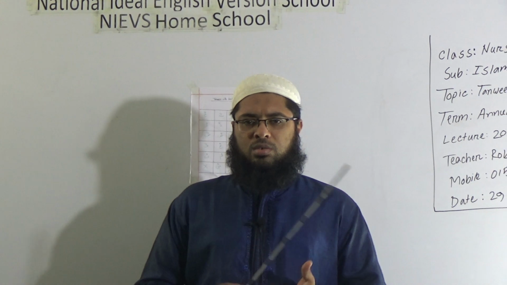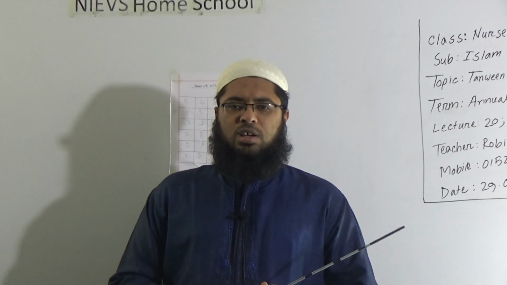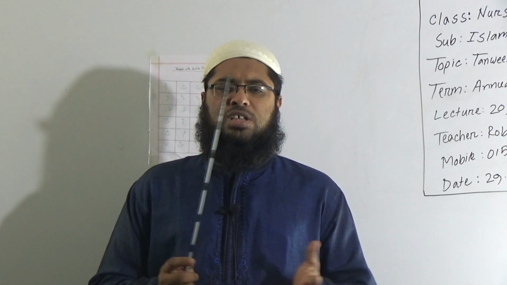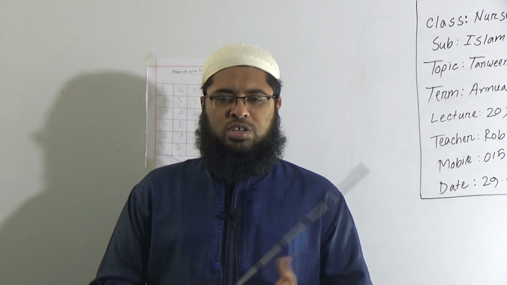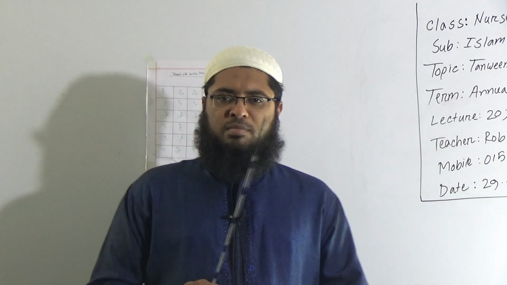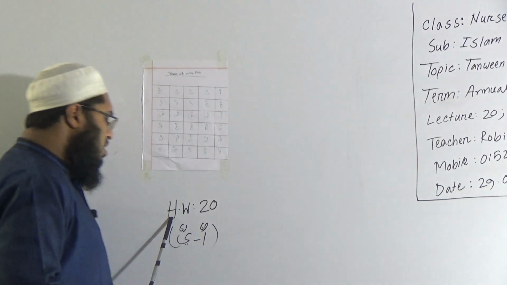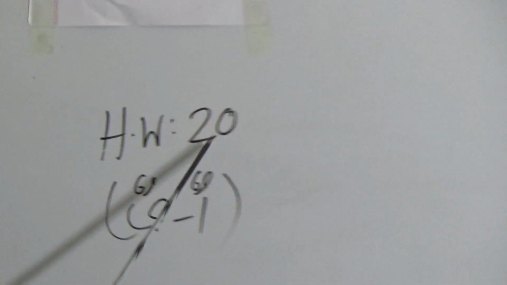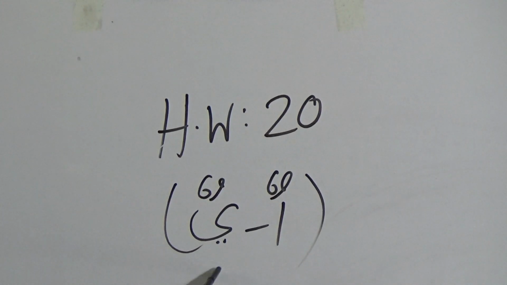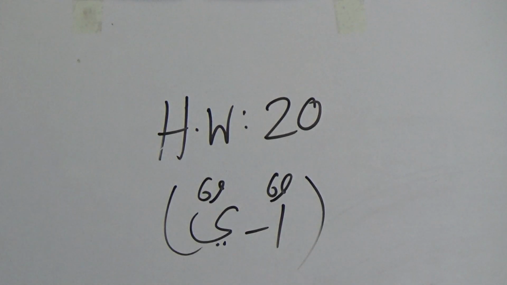Alhamdulillah, my dear students, today we have learned Arabic alphabet with Tanween, that means Tanween with double Pesh. I hope that you have understood our today's topic very clearly. And you will make SW at your home as SW number 20 from Hamza Dui Pesh Un to Ya Dui Pesh Yun.